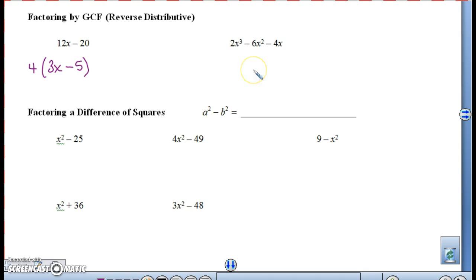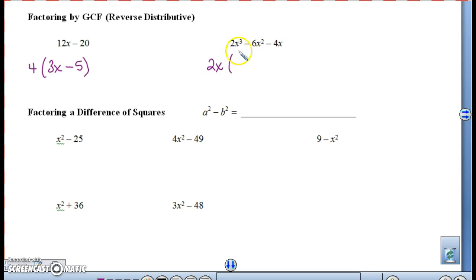Now, remember, when you're factoring by reverse distributive and using the GCF, your GCF doesn't have to be just a number. It can also be variables. If we look at 2x cubed minus 6x squared minus 4x, what do all three of these terms have in common? Well, number-wise, they have a 2. 2, 6, and 4 all divide by 2. However, notice there's at least one x in each one of these terms. So my GCF is actually going to be 2x.